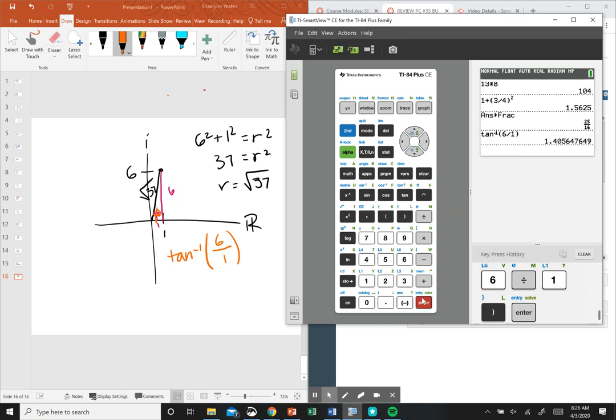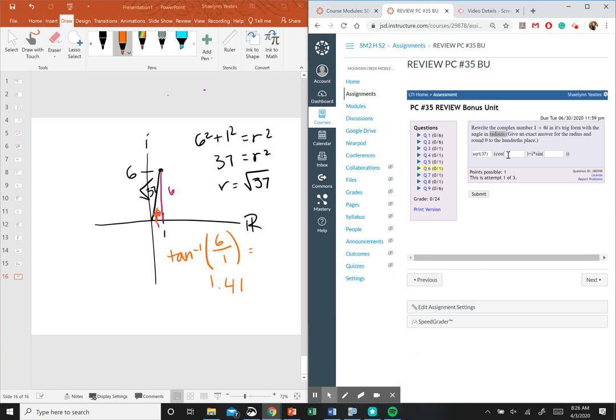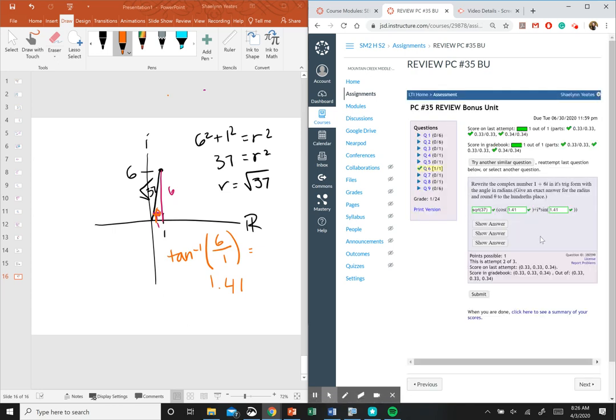Anyway, then I get 1.41, because it says to round to the nearest hundredths in the problem. So I put 1.41, and I submit. And I have it all right.